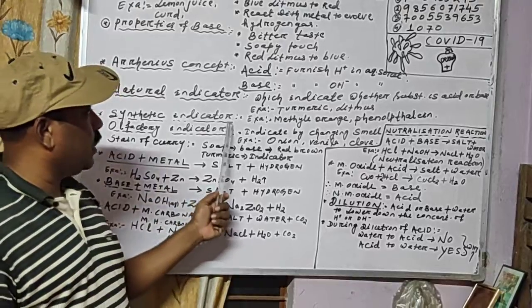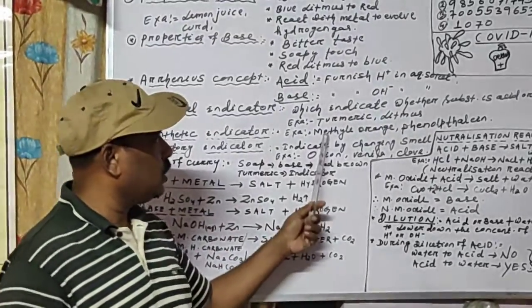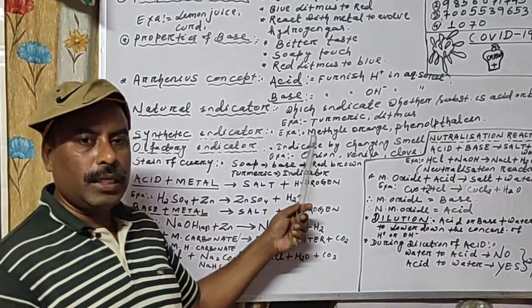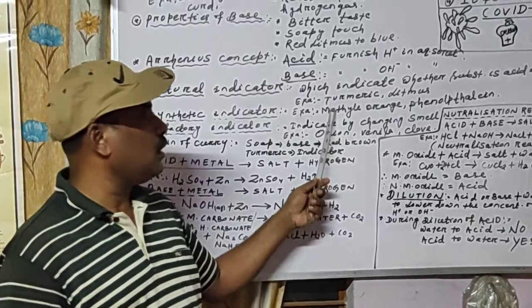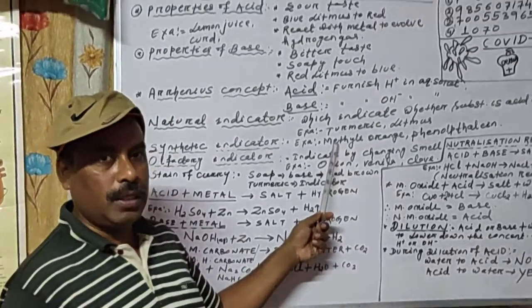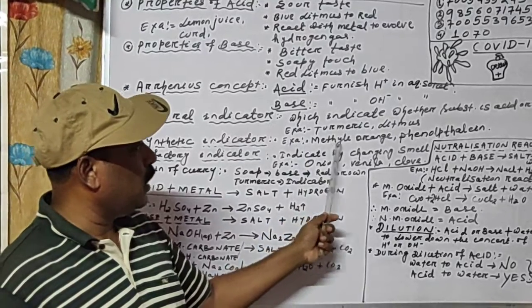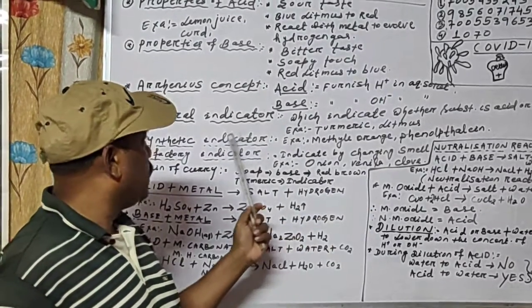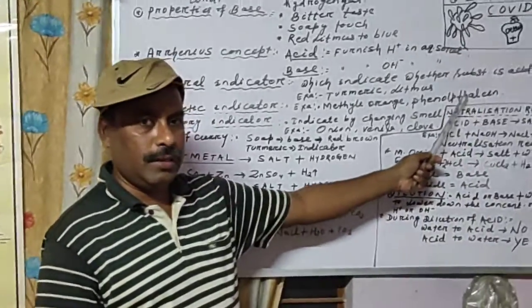Similarly, a synthetic indicator also classifies the substance into acid and base. Synthetic means man-made, which we prepare by an artificial, industrial method. For example, methyl orange is one synthetic indicator, phenolphthalein is another synthetic indicator.